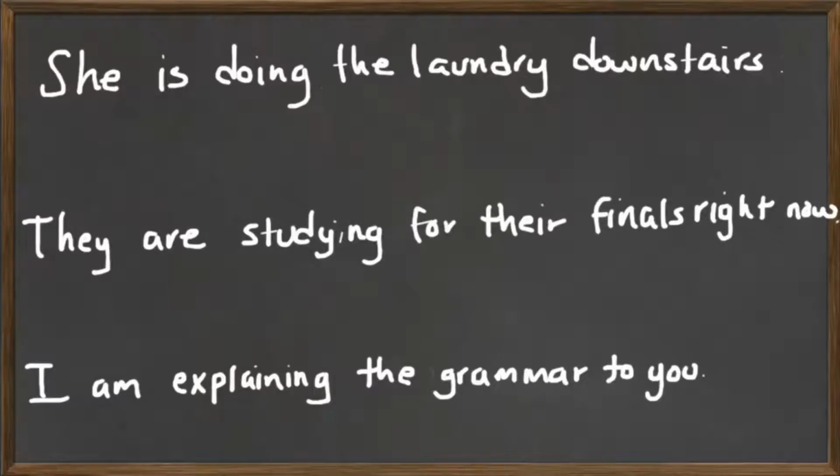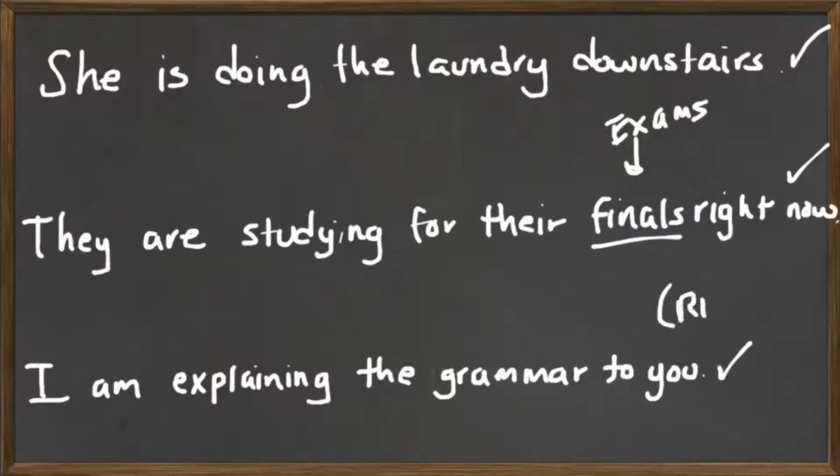Let's look at more examples. Example number 1, she is doing the laundry downstairs. Example number 2, they are studying for their finals right now. By finals we mean exams. And the third example, I am explaining the grammar to you. This is something that I'm doing right now or at this moment.